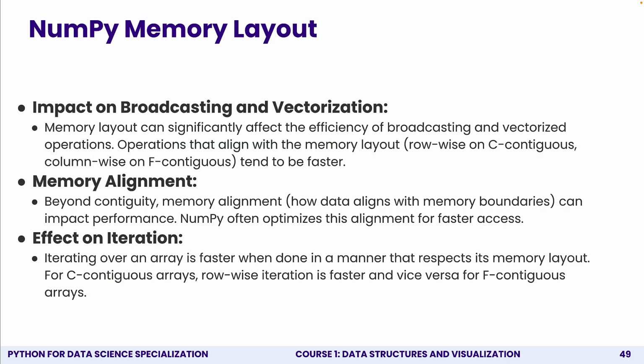Of course, the NumPy memory layout, and this may respond to your question, has a big impact on broadcasting, on vectorization, on the effect of iteration. For example, for iteration, C contiguous arrays that are row-wise are faster than F contiguous arrays. That's one of the differences between both. So understanding the contiguity type could help in optimizing the performance.